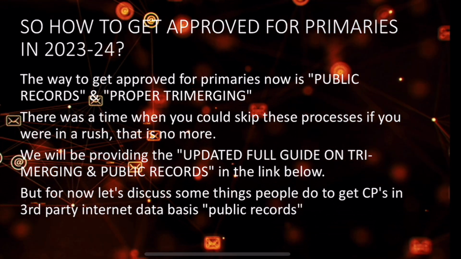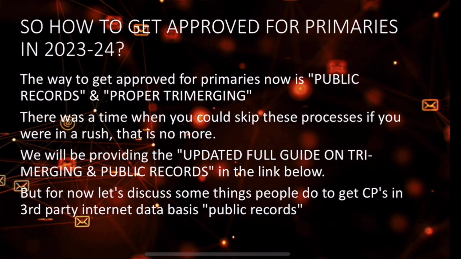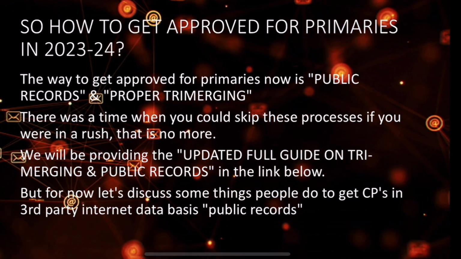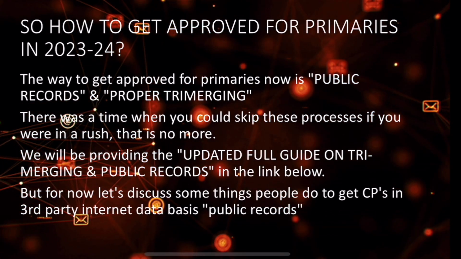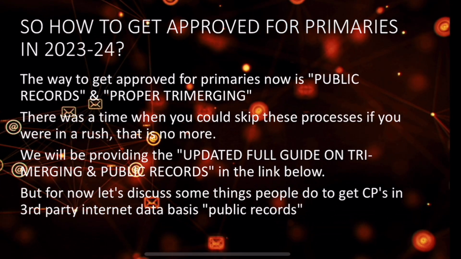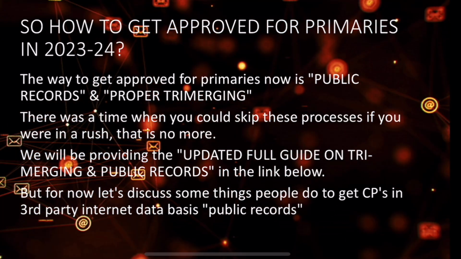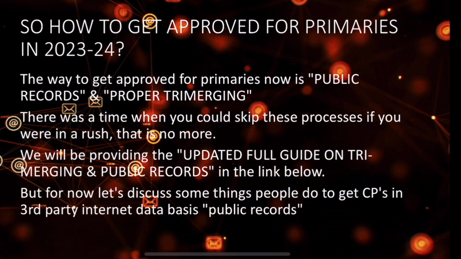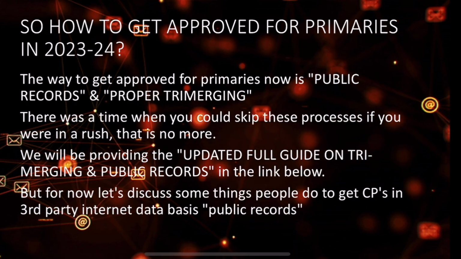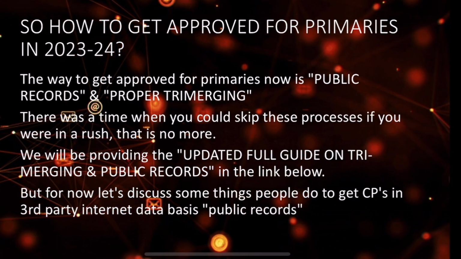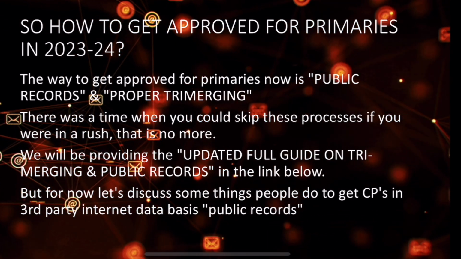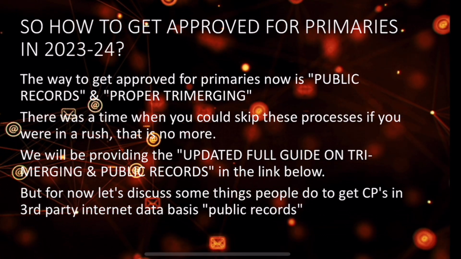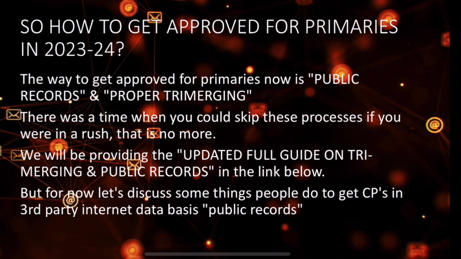So how to get approved for primaries in 2023 to 2024. The way to get approved for primaries now is public records and proper tri-merging. A lot of people have this issue where they tri-merge their profile, and then it's only tri-merged on one credit bureau. So they go to their Credit Karma and only one credit bureau pops up. That's not proper tri-merging. You might be doing everything right with your tri-merging process, but you may be using an old method. This is where the full walkthrough goes into depth about how to actually tri-merge your profile properly this year and next year.